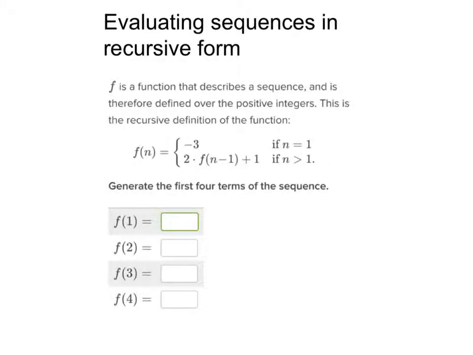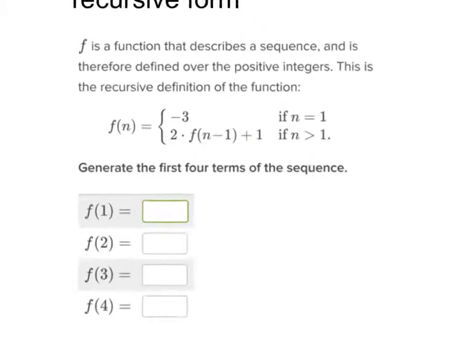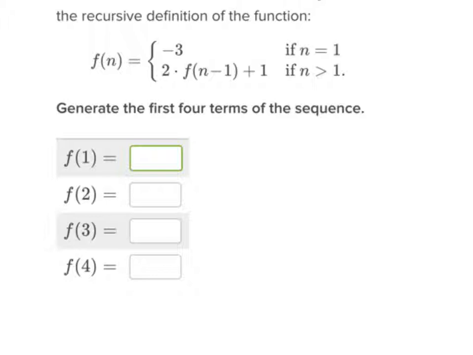And so we're provided here with a recursive function right here. What it wants us to do is evaluate f of 1 and put our answer right here. Okay? Now it says f is a function that's described as a sequence. So when n equals 1, what is the output? Negative 3. Good. So right here, this number inside the parentheses, that's your n.